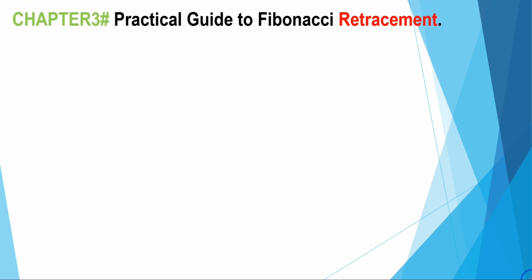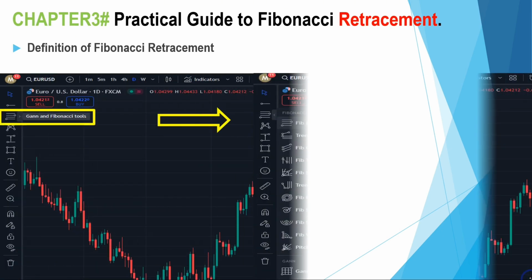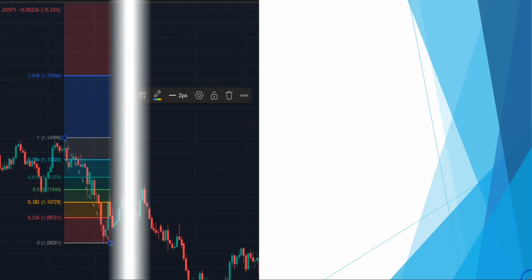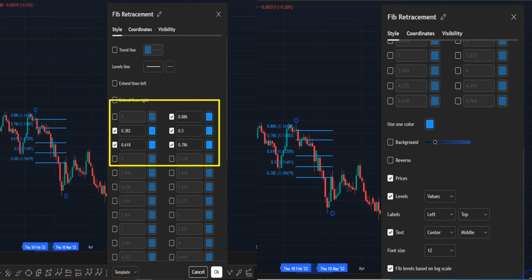Chapter 3. Practical guide to Fibonacci retracement. In this chapter, we cover the definition and practical guide to using the Fibonacci retracement. After activating the Fibonacci tool and placing it on the chart, make sure to adjust the settings correctly, as shown with the arrows. Once these levels are set, they will help you identify key support and resistance zones. In the upcoming sections of the video, we will demonstrate step-by-step examples of how these retracement levels work in real-world chart analysis.